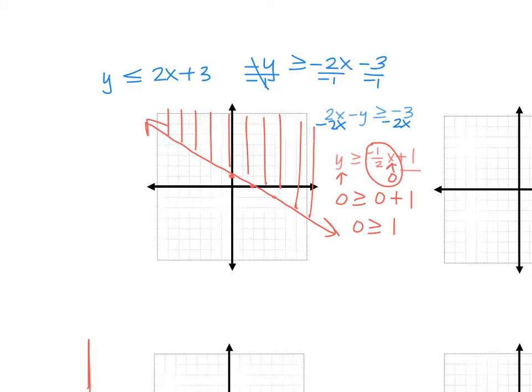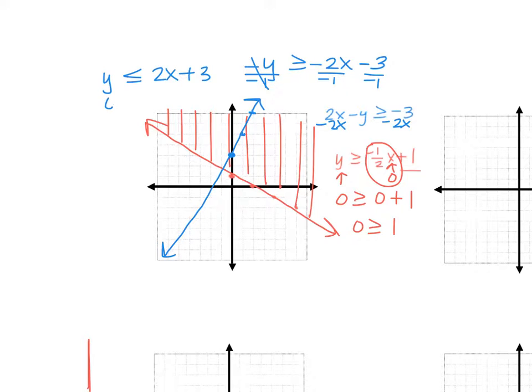Okay, when we graph that, we go up 3, and then your slope is 2, up 2 over 1, up 2 over 1. Is this a solid or dotted line? It's a solid line because it's got the equal to. Okay, now you got to figure out where you're shading this one.